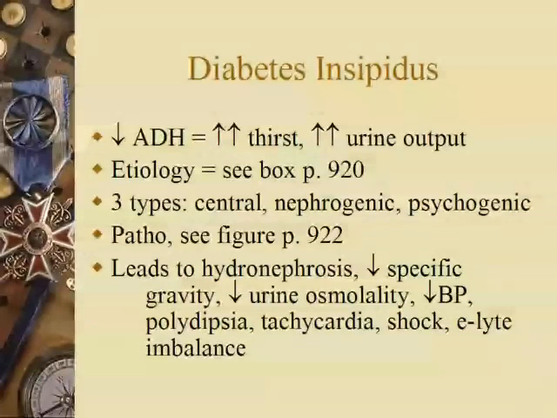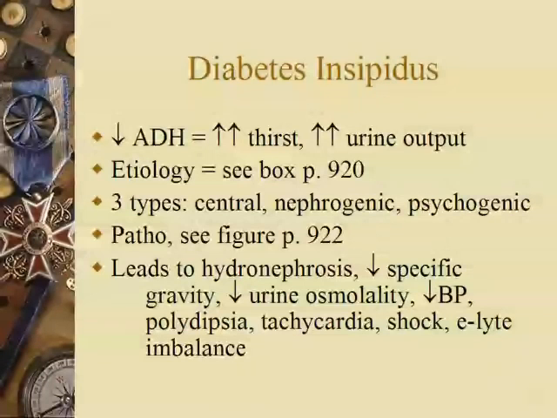Your nephrogenic can be caused by lithium, so your patients that are manic depressive could develop some nephrogenic diabetes insipidus. But it will lead to hydronephrosis, a decrease in your specific gravity, a decrease in your urine osmolality, hypotension, polydipsia, tachycardia, shock, and electrolyte imbalances. The hypernatremia causes restlessness, agitation, a decrease in your reflexes, and seizures.